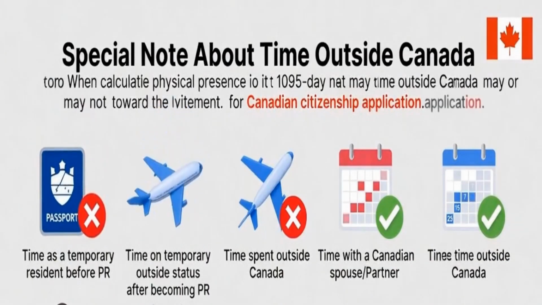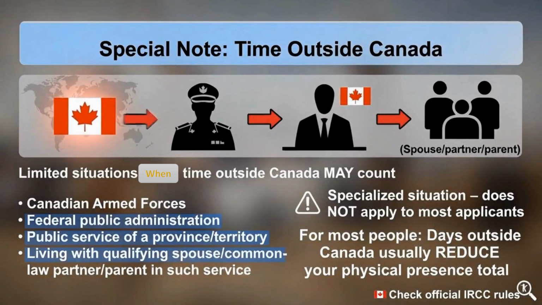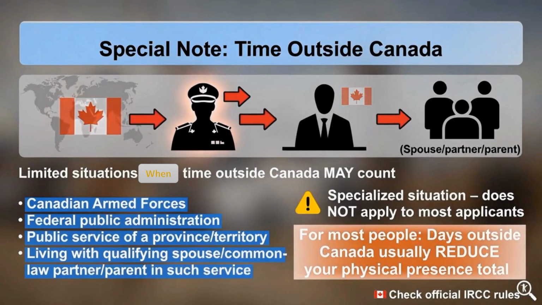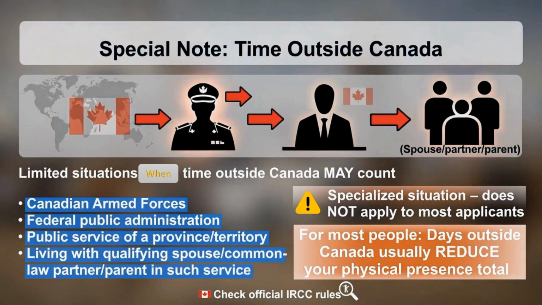There is also a special point some people ask about. Can any time outside Canada count toward the physical presence requirement? In limited situations, yes. IRCC says certain time spent outside Canada may count if, for example, you were a permanent resident employed outside Canada in or with the Canadian Armed Forces, federal public administration, or public service of a province or territory, or if you lived outside Canada with a qualifying spouse, common-law partner, or parent connected to such service. This is a specialized situation and it does not apply to most applicants.